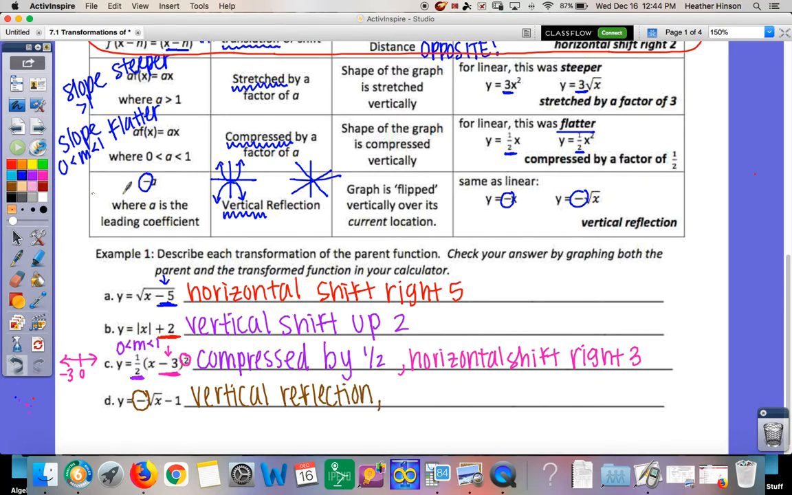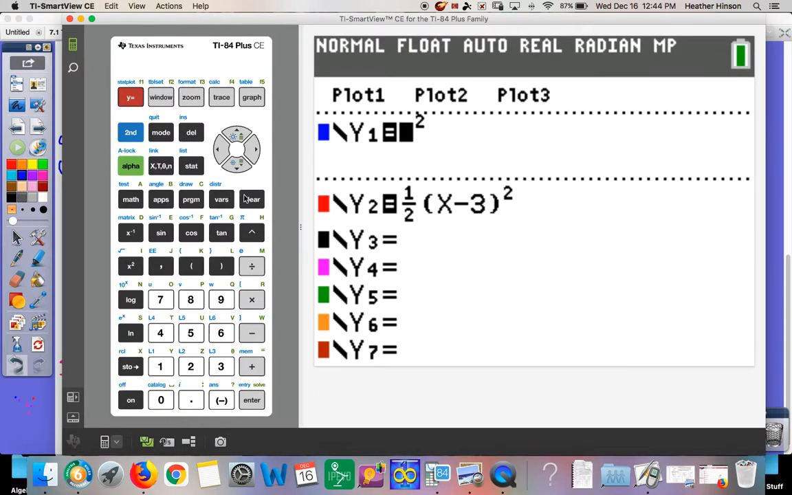Then what? Well, we have this -1 outside. What transformations are outside? At the end. That's going to be your vertical shift. If it's at the end, outside, it's a vertical shift. And it's negative, so it's going to go down 1. We can graph it to double check.